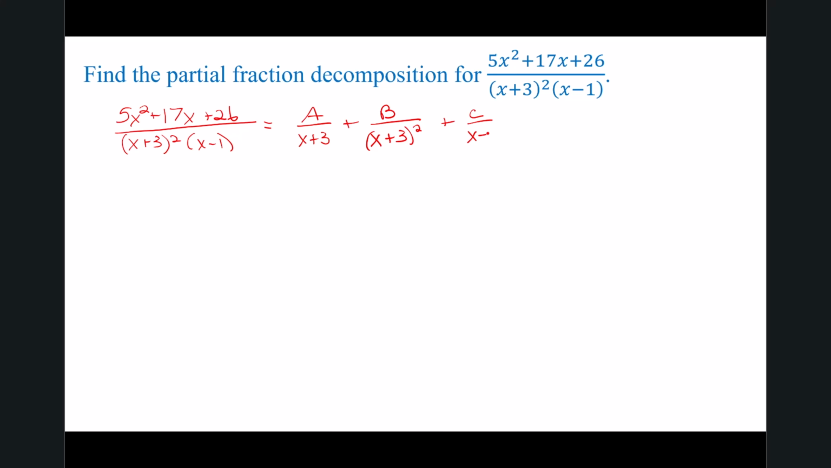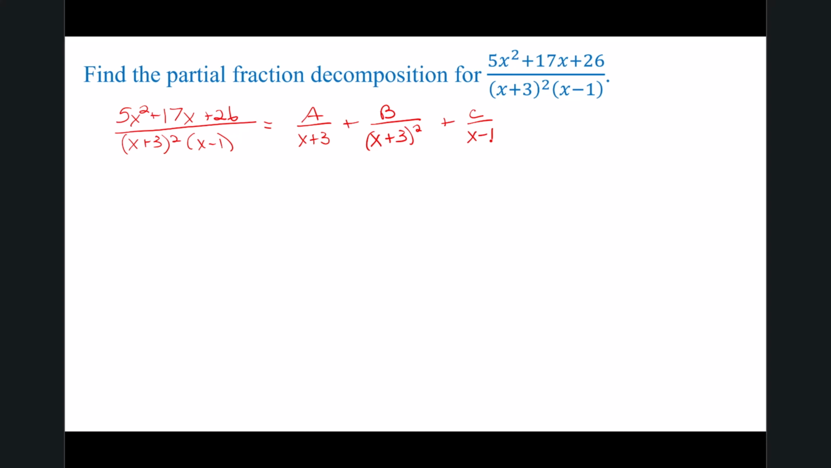Let's try one. So here we have 5x squared plus 17x plus 26 over x plus 3 squared and x minus 1. Notice the factors in the denominator are all linear, but the x plus 3 is repeated. So to set up the partial fraction decomposition, I have 5x squared plus 17x plus 26 over x plus 3 squared times x minus 1 equals A over x plus 3 plus B over x plus 3 squared plus C over x minus 1. And x minus 1 is not repeated, so we're done with this. We have these 3 partial fractions.